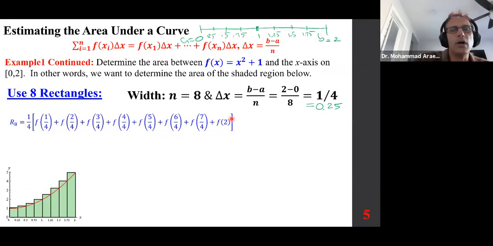Now, what is f of 1/4? Let's go to the original function. 1/4 squared is 1/16, plus 1, 17/16. And you calculate the next and the next. By the way, on purpose, I left it as 2/4. So we can see 1/4, 2/4, all the way to the last one, which is 8/4. Needless to say, 2/4 is 1/2. So you do the math, and you end up with the following answer.